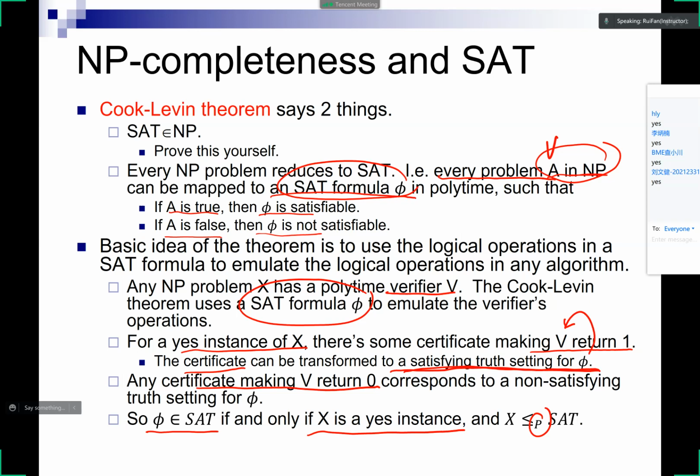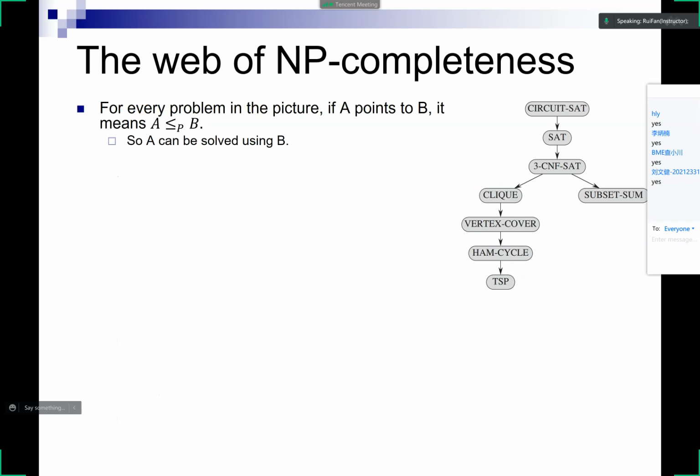Okay, all right, so next we're going to see why NP complete problems are useful. I sort of mentioned this, but now let's see it more directly. We have this picture over here, which is a bunch of different problems. Each of these things is a different problem, like circuit SAT and so on. And for every problem in this picture, you notice these arrows. If A points to B, then this is indicating that A polytime reduces to B. In other words, A can be solved using B.